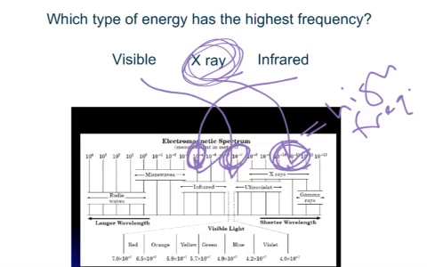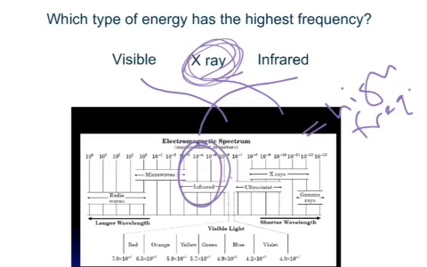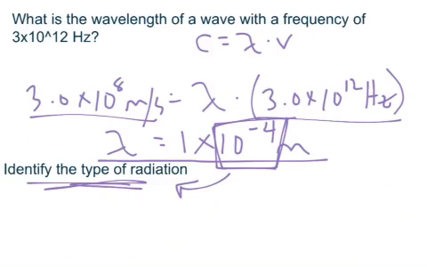If you go back to your reference sheet and you look at this, let me just clear this out of the way. Okay, we can look here and see all of the different magnitudes. 10 to the negative 4 is right there. So that means our answer to the second part of this is that this is an infrared wave.